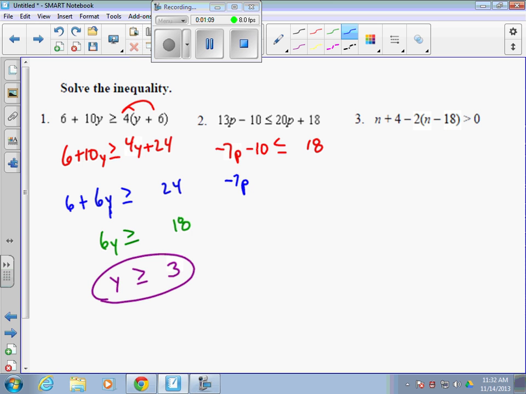Negative 7p is less than or equal to 28. Then get rid of negative 7 times something by dividing by negative 7 on both sides. P, 28 divided by negative 7 is negative 4. Since we divided by a negative number, we have to reverse that symbol to say greater than or equal to negative 4. Distribute negative 2.